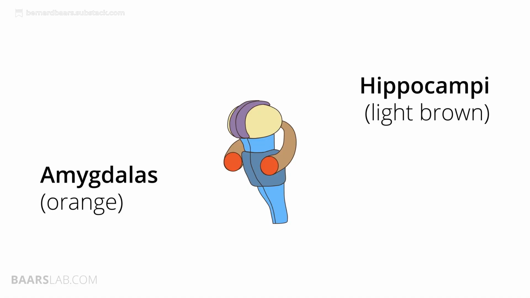Right in front of the tip of the two hippocampi on both sides, there are small structures called amygdalas. The word amygdala means almond, and it's because the initial anatomists thought, gee, this looks like an almond, let's call it that. It's just a way to remember these structures.